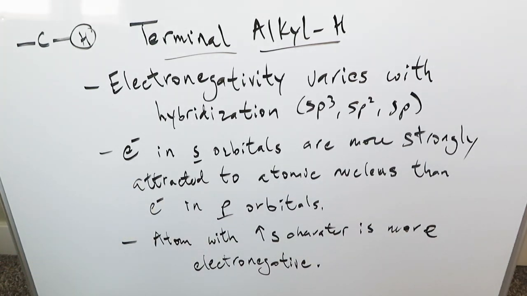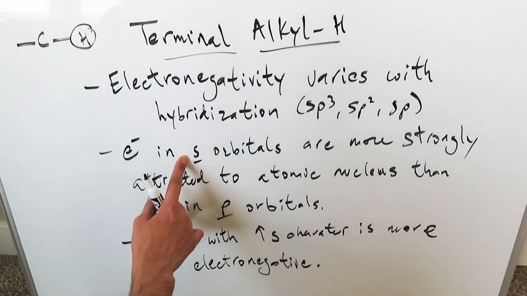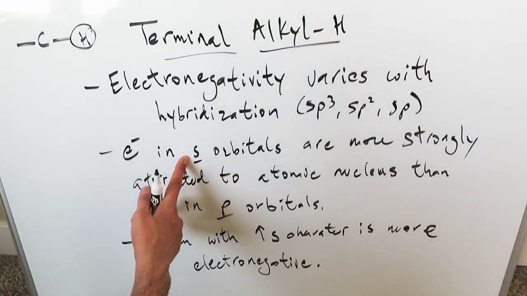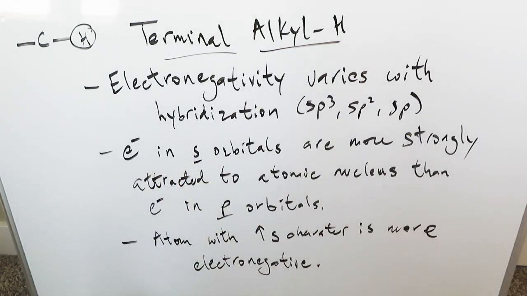Consider this point number 2. Electrons which are in the s orbitals are more strongly attracted to the atomic nucleus than electrons in p orbitals. You know the difference between s orbitals and p orbitals. P orbitals will more likely exist above and below a certain bond in terms of clouds. The s orbital is more likely involved in the sigma bonding, which you see as a direct atom to atom bond. Lastly, atoms with high s orbital character are more electronegative.